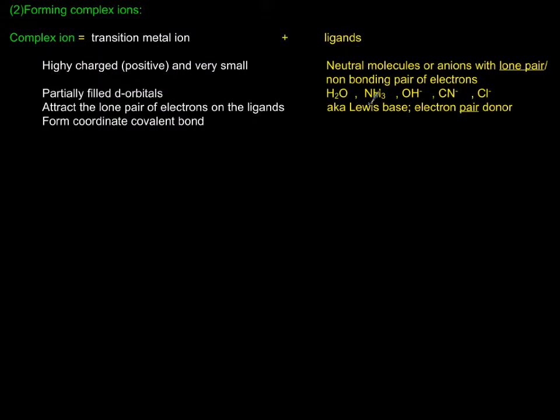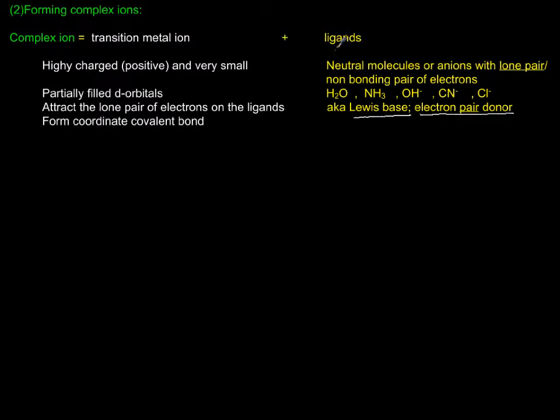So now we can define ligands. It should be a molecule or anion that has a lone pair of electrons that is not bonded. Eventually next year we are going to refer to them as Lewis bases. They are electron pair donors. They have an electron pair that they can donate. They are nucleophiles. Lewis base is another name for a ligand, but in this course, remember it as a ligand.